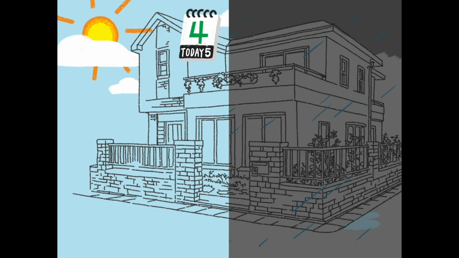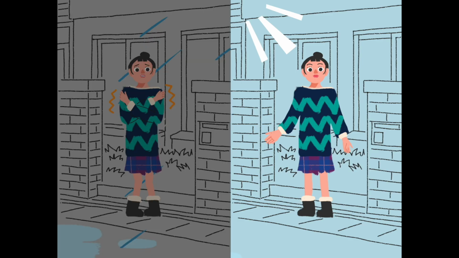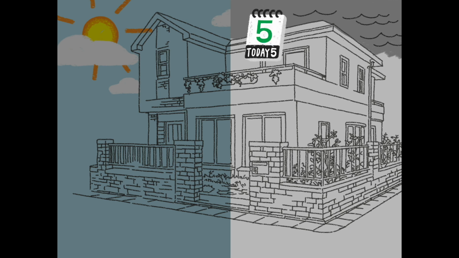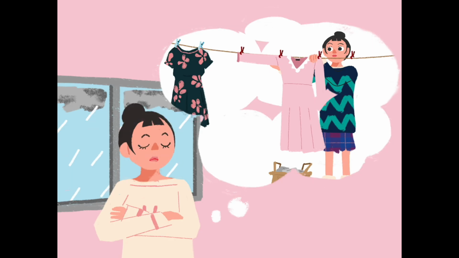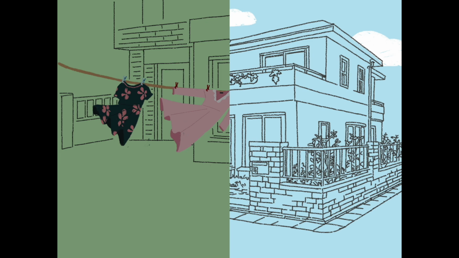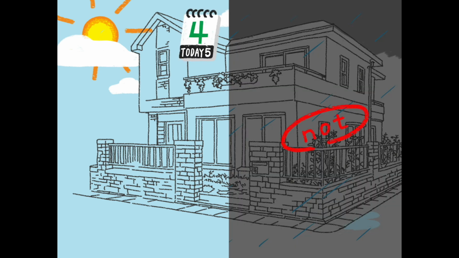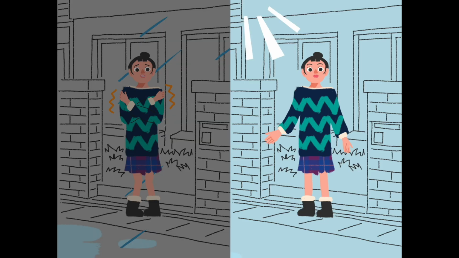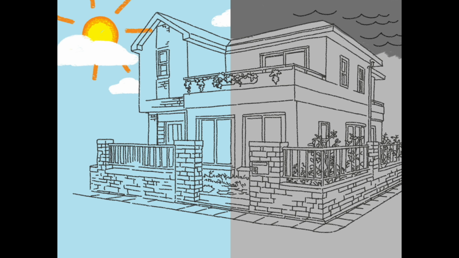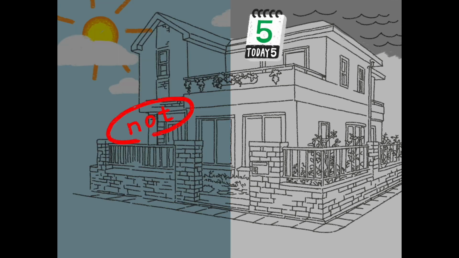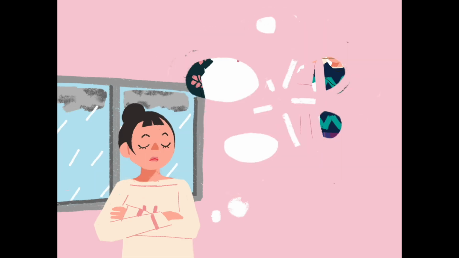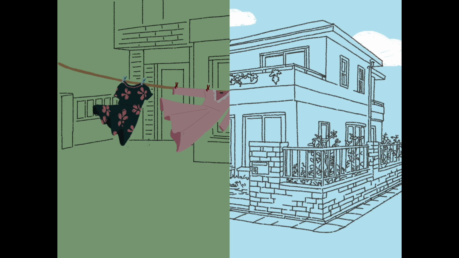어제는 비가 안 내렸어요. 히토미는 안 추웠어요. 오늘은 날씨가 안 맑아요. 히토미는 빨래를 안 널어요. 내일은 바람이 안 불 거예요. 어제는 비가 내리지 않았어요. 히토미는 춥지 않았어요. 오늘은 날씨가 맑지 않아요. 히토미는 빨래를 널지 않아요. 내일은 바람이 불지 않을 거예요.